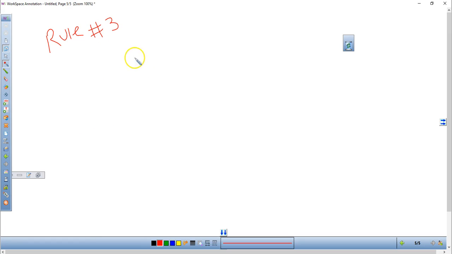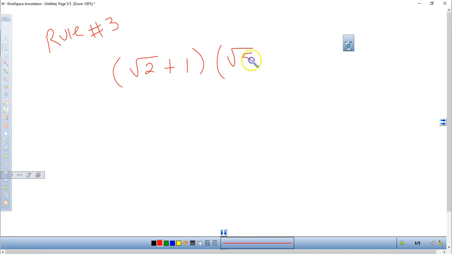Okay, for rule number 3, which we've already done in other videos, is distribute. So if I have root 2 plus 1 and root 5 plus, let's say, 7. Rule number 3 is distribute. And it follows the regular distributive law that we've always followed in class, and we now add in the multiplying radicals that we've already been doing as well.